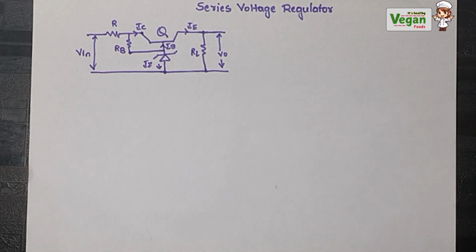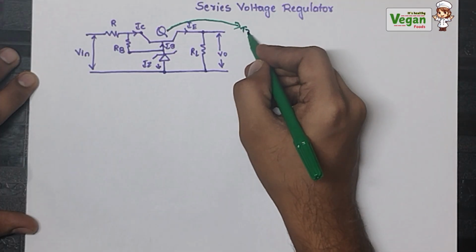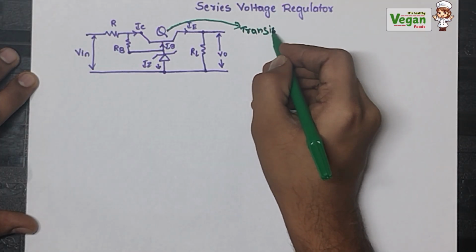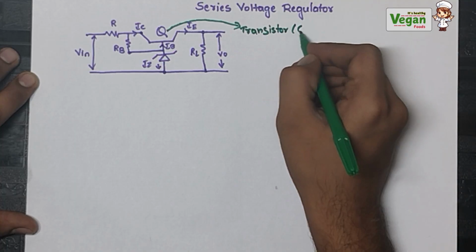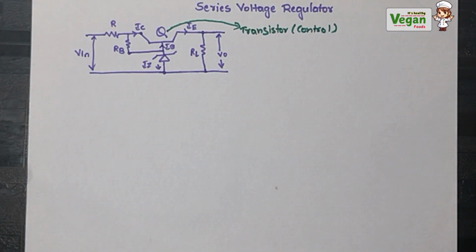To design the series voltage regulator, we will use the transistor. So this Q means transistor. This transistor will act as the controller of the series voltage regulator circuit.